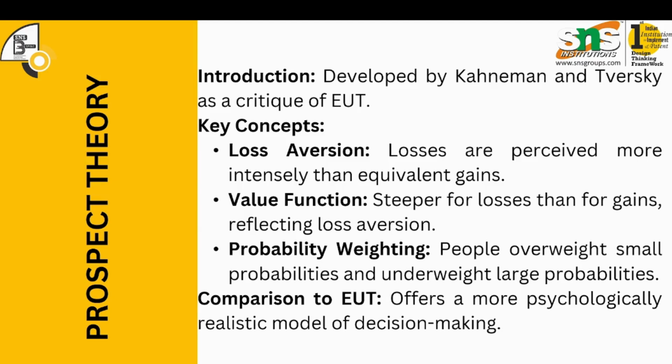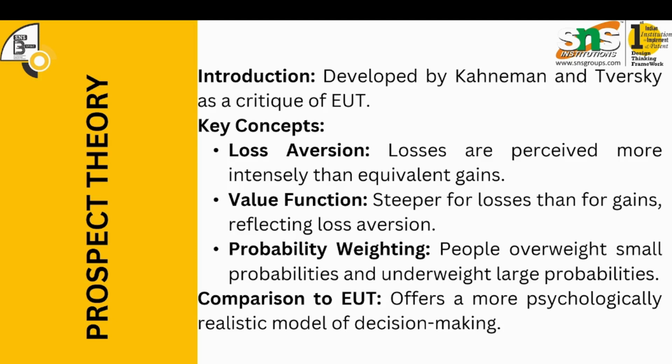This theory was developed as a critique of the expected utility theory that was discussed before. This theory focuses on three key concepts. The first is loss aversion. People react more strongly and intensely when losses happen than to gains. Rather than focusing on gains in investment, people focus on not losing. People are against losing; they're not okay with losing. This is loss aversion. The second is value function.